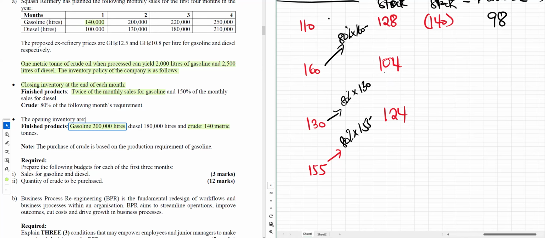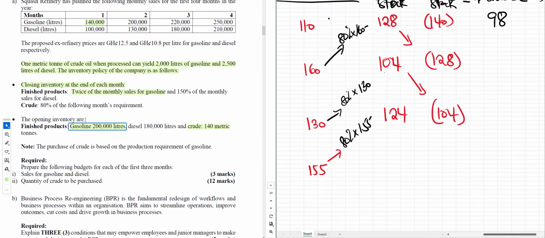So closing stock for this month becomes opening stock for the next month, right? So this closing stock becomes opening stock for the next month. So this 128 now becomes the opening stock here. This one becomes opening stock here.